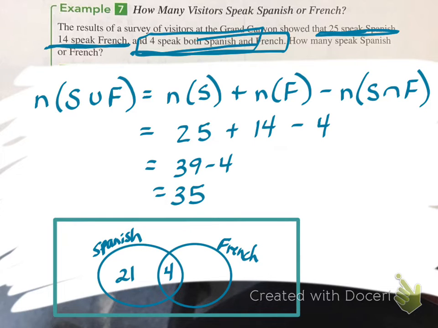We know there are 14 people who speak French, but we already have 4 on the intersect. So how many are left out here on this part of the circle? 14 minus 4 is 10. And then you can just add up all these people that are listed here, and you get 21 and 4 and 10, which is 35. That's why this little formula makes sense.